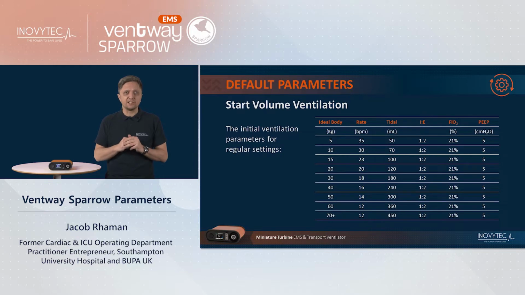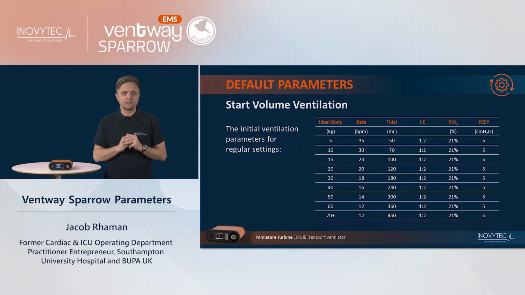This is indicated in the table shown as an example. An adult male weighing 70 kilograms will have a BPM of 12, a tidal volume of 450 millilitres, an IE inspiratory-expiratory ratio of 1:2, FiO2 of 21% as it's working off ambient air, and PEEP of 5 as a default setting.